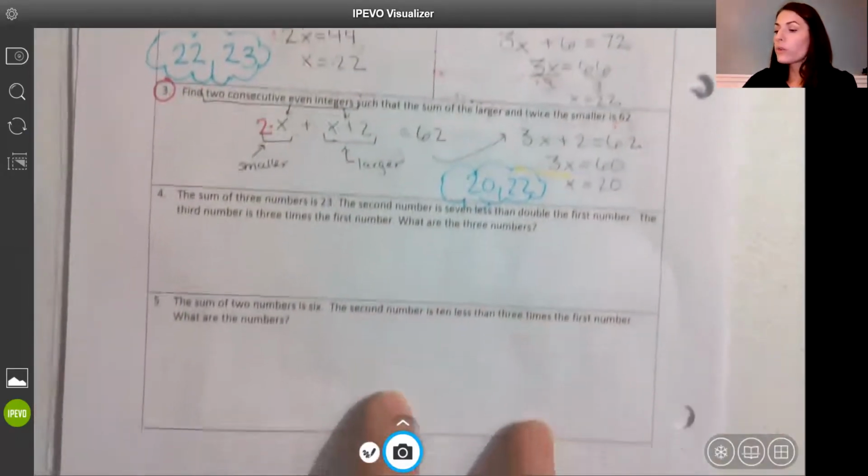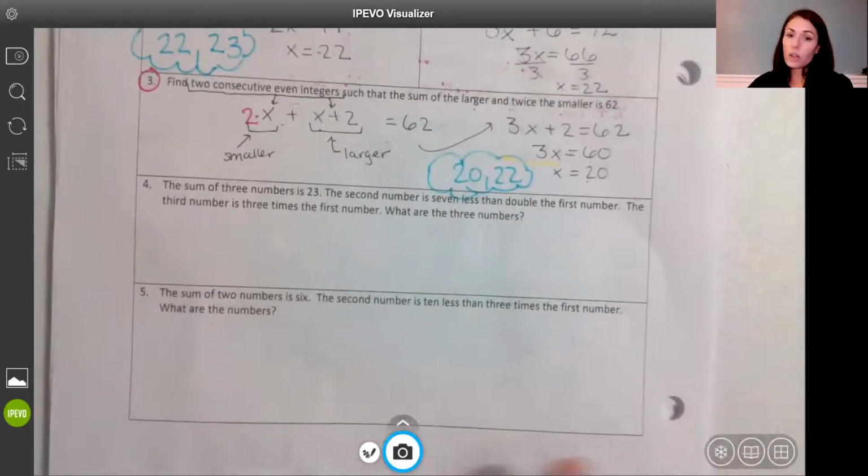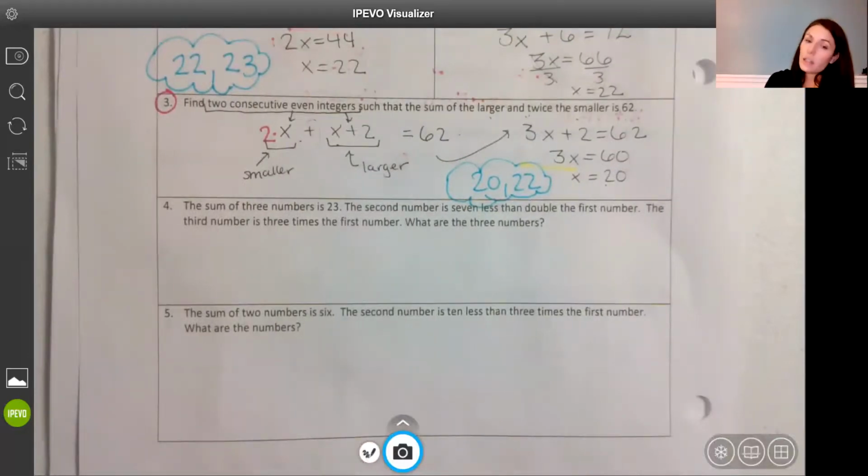Now, 4 does not use even or odd integers, and it doesn't use consecutive integers. It uses just 3 numbers. Okay, so I know that there's the sum of 3 numbers, sum meaning addition. So I'm adding 3 numbers together, and it's equal to 23. And then it gives me what I call a puzzle problem. So it says the second number is 7 less than double the first number. The third number is 3 times the first number. What are the 3 numbers?